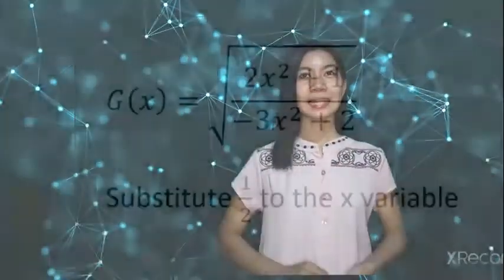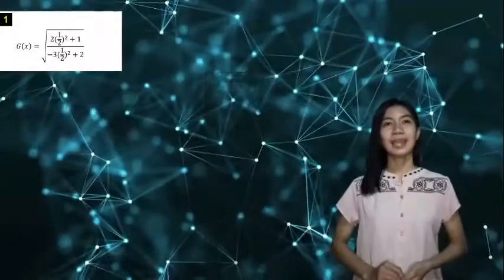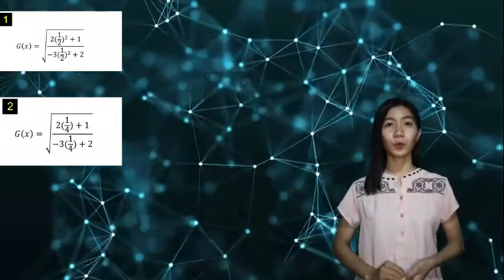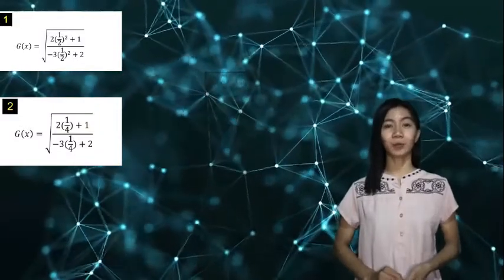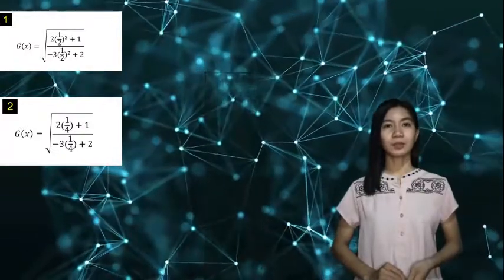Step 1. Substitute 1/2 for the x variable in the given equation. Thus, we will have g of x equal to the square root of (2 multiplied by 1/2 squared plus 1) over (negative 3 multiplied by 1/2 squared plus 2). Step 2. Multiply the equation. We will have g of x equal to the square root of (2 multiplied by 1/4 plus 1) over (negative 3 multiplied by 1/4 plus 2).